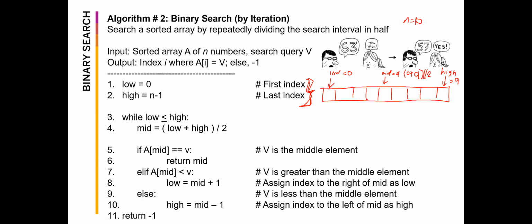Okay, so instead of low equals zero, we reassign the low variable to this index. So 4 plus 1 is 5. Now as you can see, we have a smaller search size. Instead of searching from 0 to 9, we reduced our search elements to 5 to 9. Is this clear?